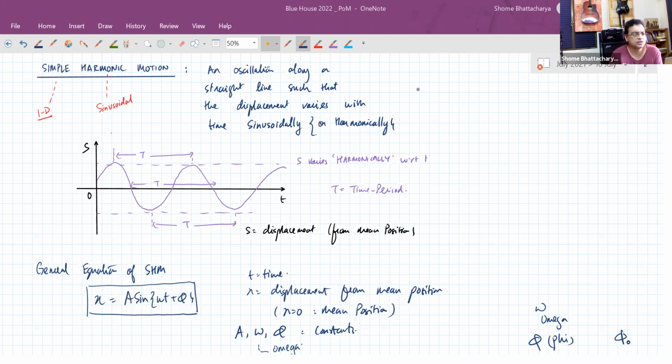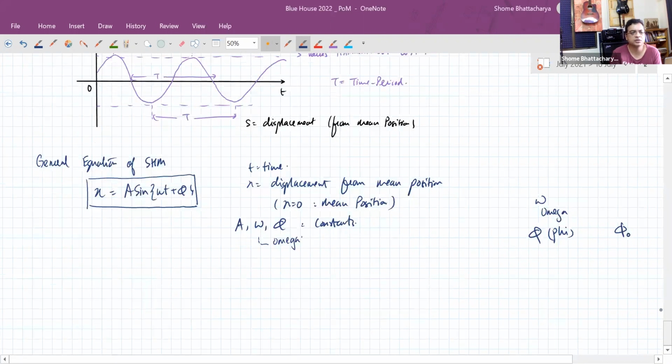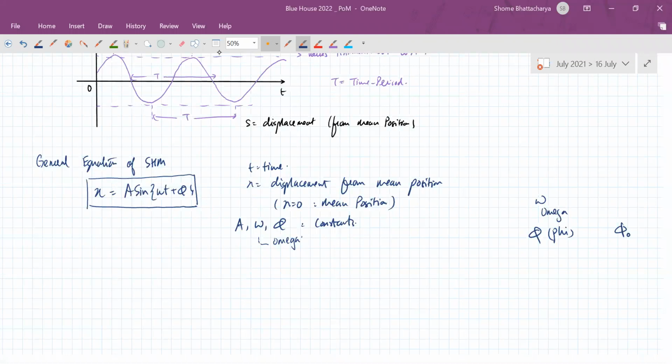Yeah, so Harsh, to just answer your question, we can have an oscillation where the variation of x with respect to time is not a sine function, it's some other periodic function. Sir, cos?